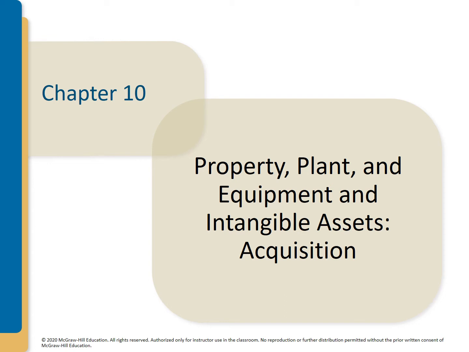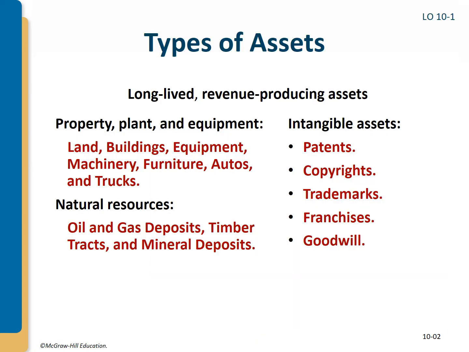Okay, everyone, here we are in our final chapter of Accounting 211, Property, Plant, and Equipment, Intangible Assets, how we determine the acquisition costs of each of those. So we're focusing on property, plant, and equipment and intangible assets, but we also mentioned that there's something called natural resources that are also a type of asset.